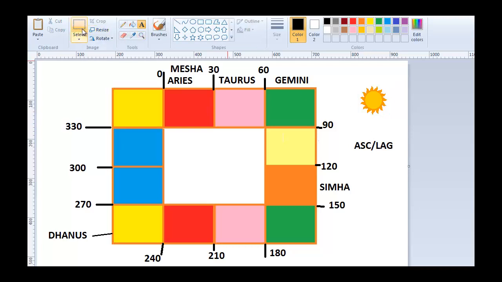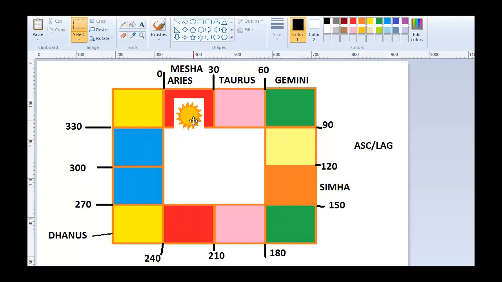and for that you need to know the date of birth. Okay, from the date of birth you will know where the sun is in your chart. The reason for that is the sun takes around a year to go around the 12 signs.